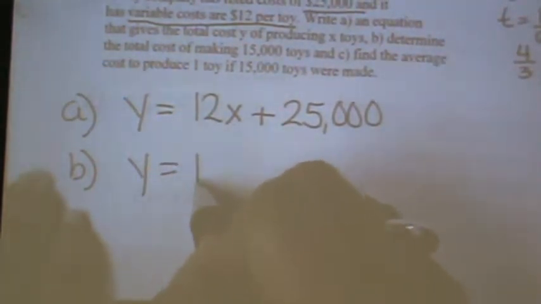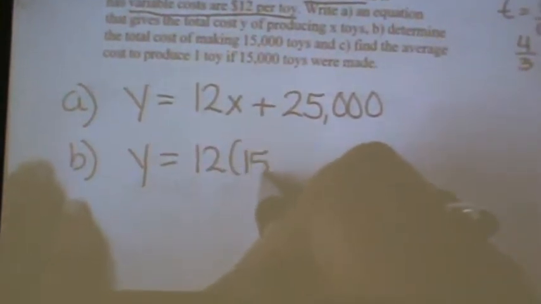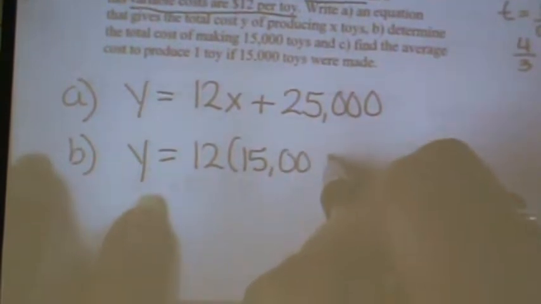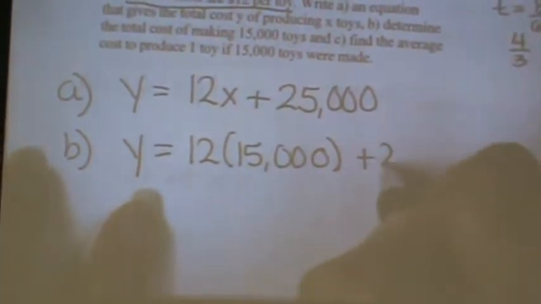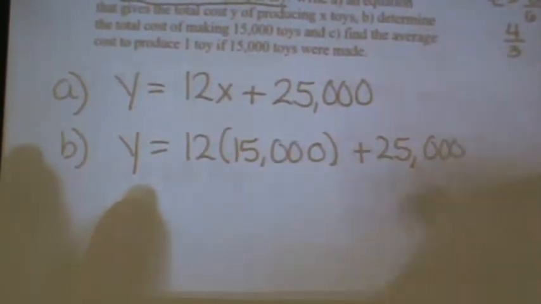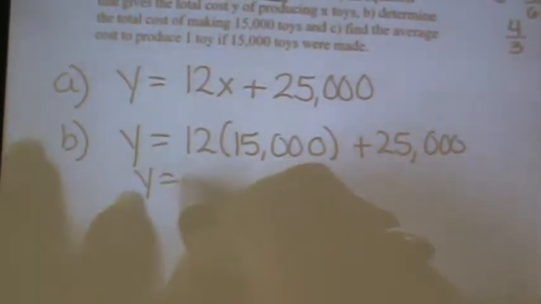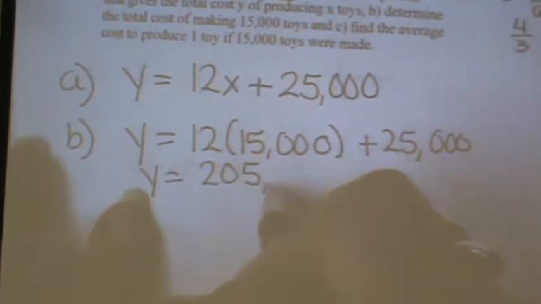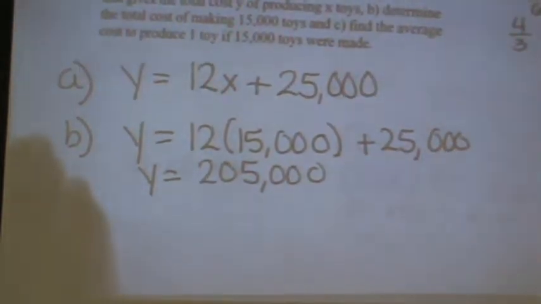Then for B, it says, what is the total cost of producing 15,000 toys? Well, we plug 15,000 in for X, and order of operations matters. You have to multiply first before you add, and you should get 205,000 when you do this math.